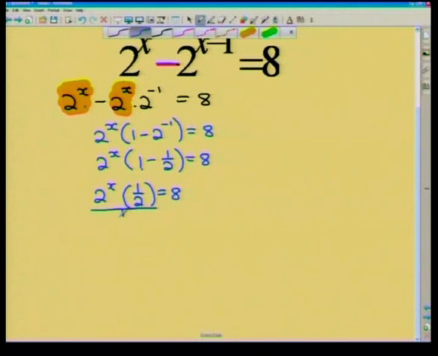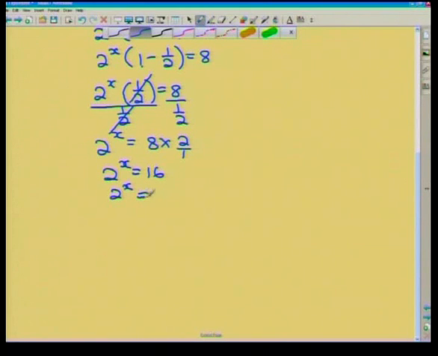And we can divide this side by a half and this side by a half. So 2 to the x equals 8 times 2 over 1, because remember we invert and multiply, that falls away. So we have 2 to the x equals 16. And of course 16 is a power of 2. It's 2 to the 4, and therefore x is equal to 4. So that is the one approach to it, and it's absolutely fine to do it like that.